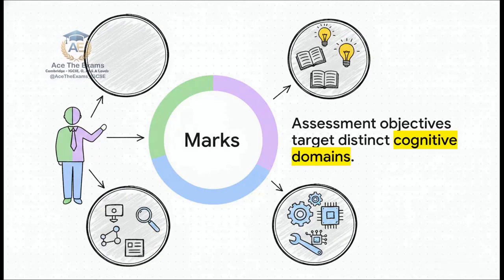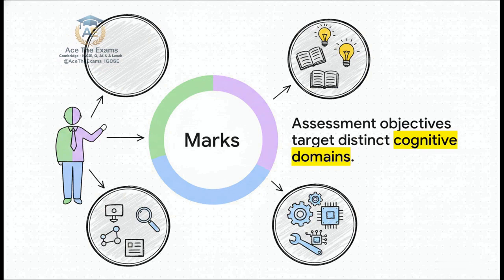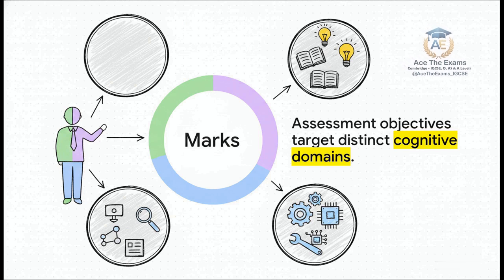Let's break down exactly how you are graded on this, because this chart changes everything. The assessment objectives actually target 3 distinct cognitive domains for bit masking. Look at the balance here on the donut chart. Knowledge and understanding is roughly 33%, application is 34%, and analysis is 33%.